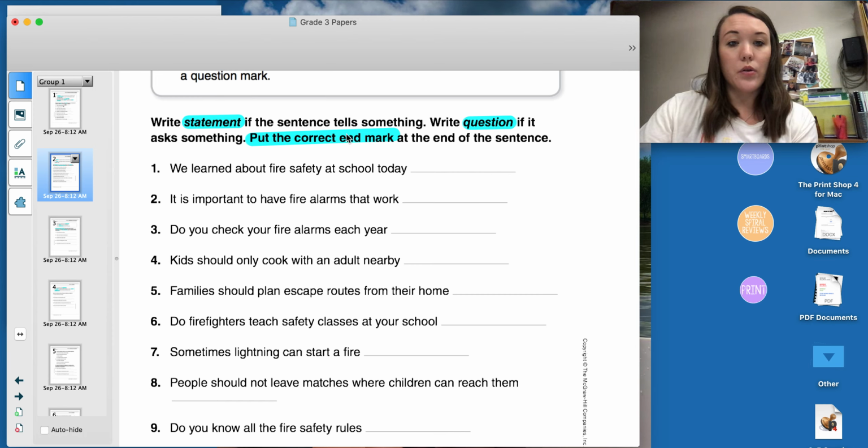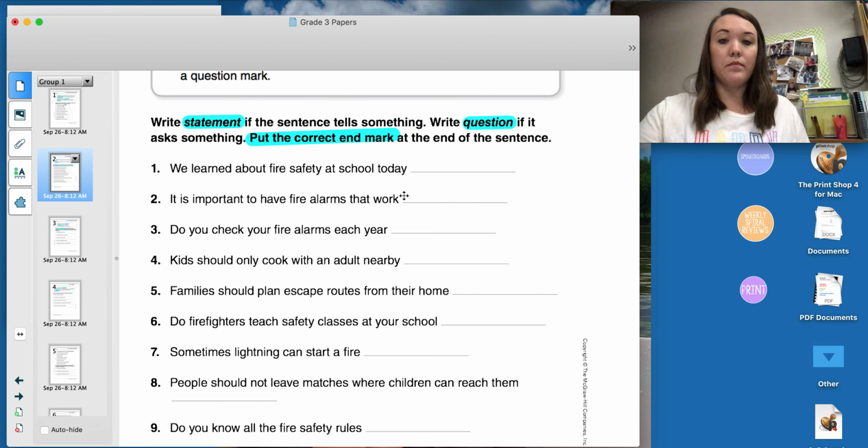We're going to do number 1, and then we're going to skip to number 3 together. Number 1 says, "We learned about fire safety at school today." This is a statement. It is just telling me something.